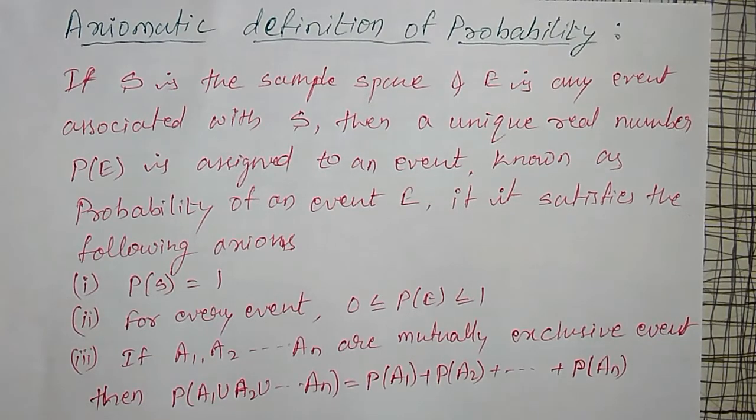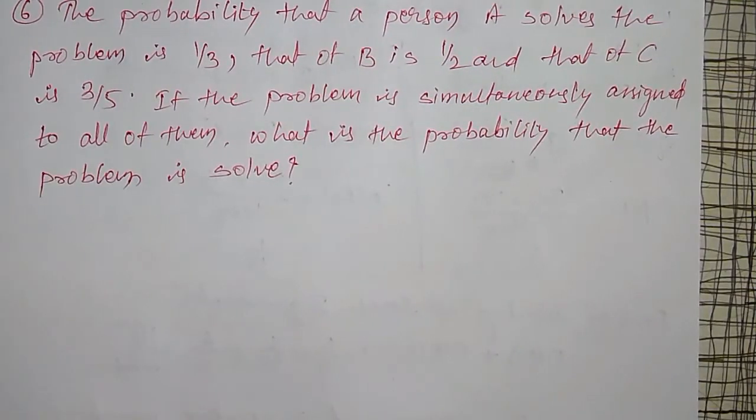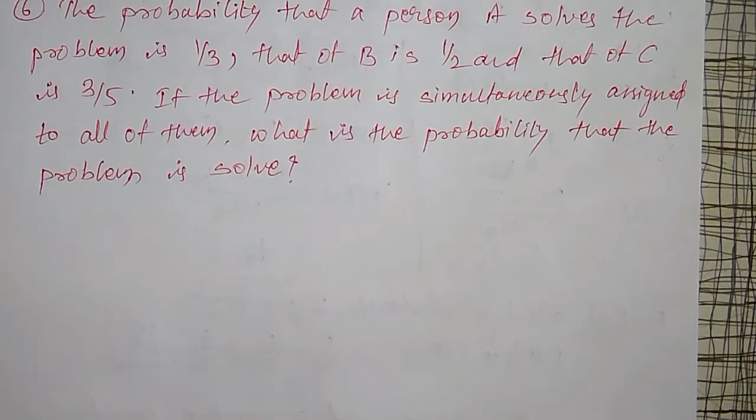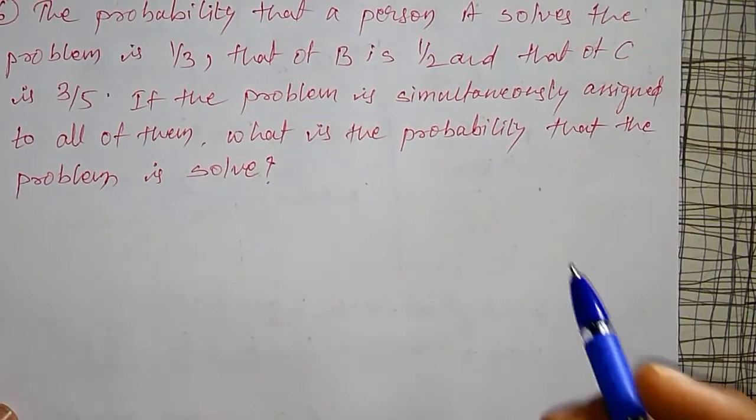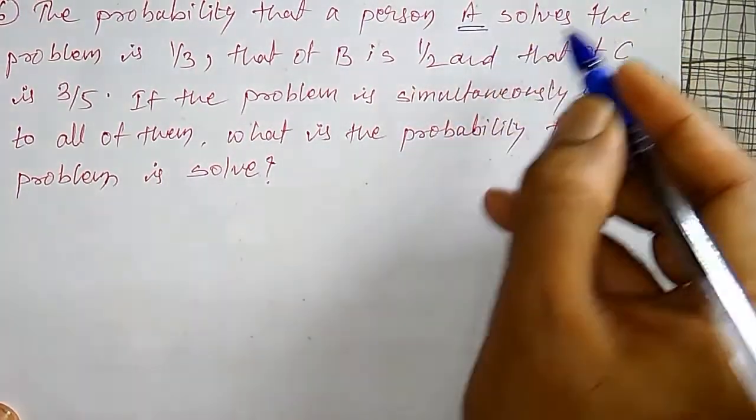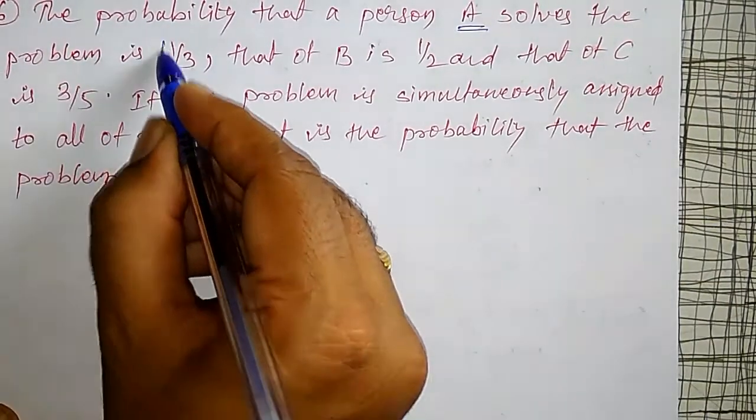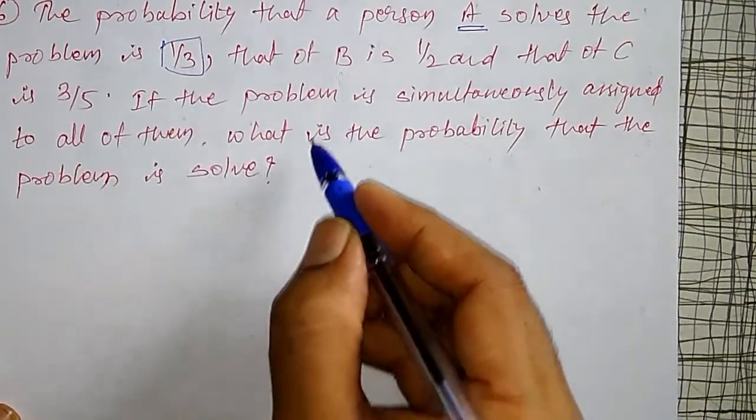Okay, the next example I am going to solve here: the probability that a person A solves the problem is 1 by 3.